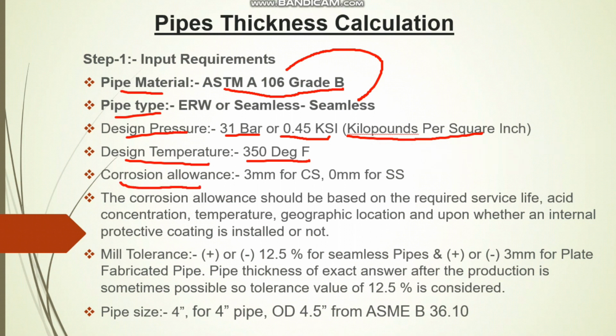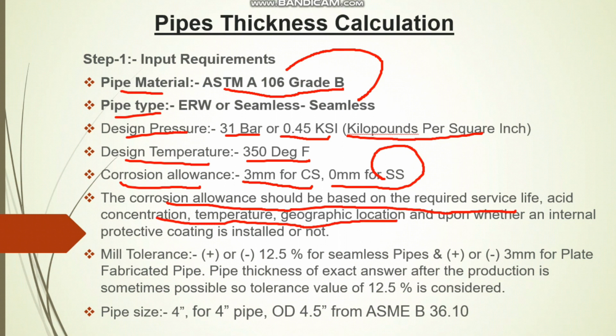And the corrosion allowance, as I told you, we have to add some corrosion allowance because of pitting corrosion and many more things. So 3 mm for carbon steel is normally considered, and 0 mm for stainless steel. For stainless steel, no corrosion allowance is considered. This corrosion allowance should be based on the required service life, acid concentration, temperature, geographic location, and whether the internal protection coating is installed or not. But generally 3 mm is considered for carbon steel.